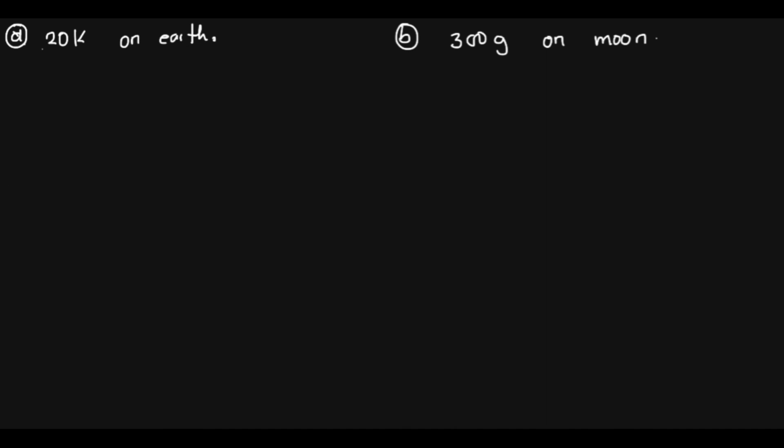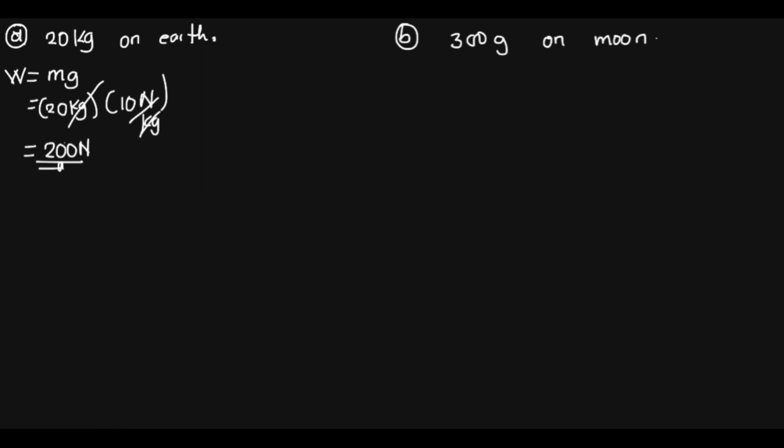Okay, so now we know that the formula for weight is equal to mass multiplied by gravity. So the mass here, we can see that we have 20 kg. Then on Earth, we said we can just use 10 newtons per kg. So you can see that this kg and this kg cancel. So 20 multiplied by 10, we have 200 newtons as our weight.